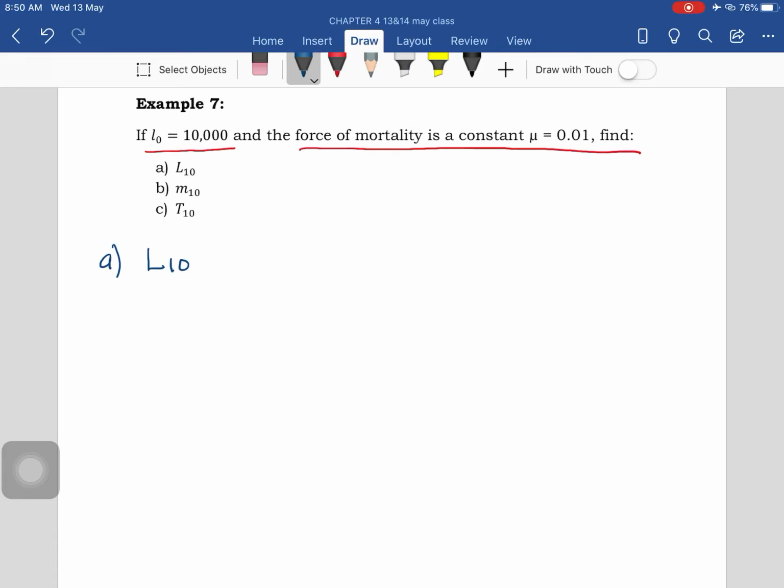So L10, what's the formula for L10? There are no numbers in front, so meaning that it is 1 here. So the upper bound is 0 to 1. We have to integrate lx plus t. So x here is 10. So we straight away write down here l10 plus t dt.